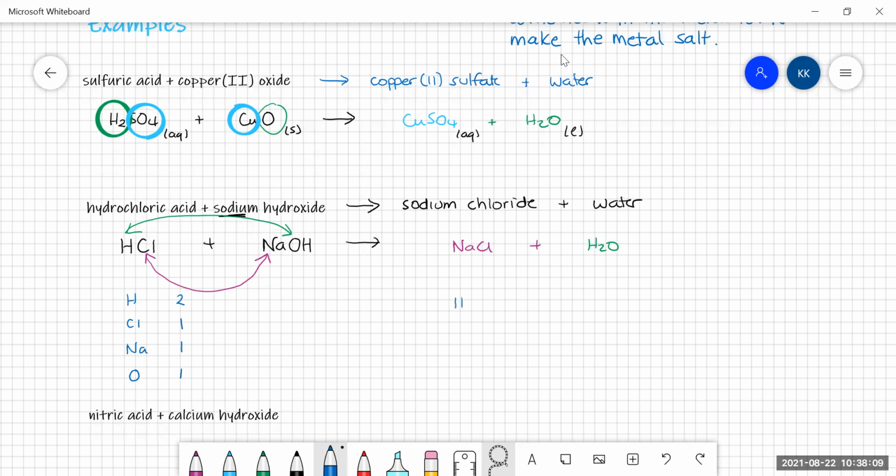And if we do the inventory over here, hydrogen, chlorine, sodium, and oxygen, you'll see that we have 2 hydrogens in the water. We have 1 chlorine in the sodium chloride, 1 sodium in the sodium chloride, and 1 oxygen. So that equation is already balanced.